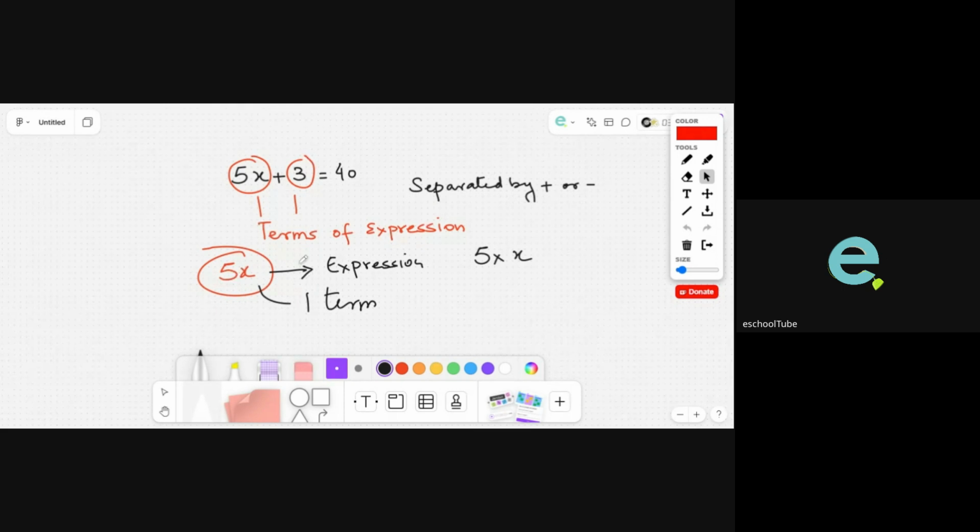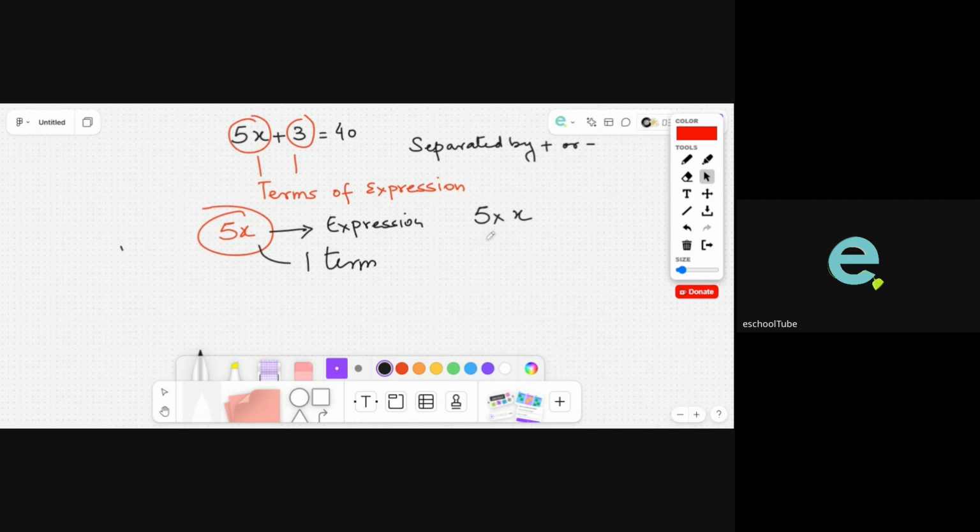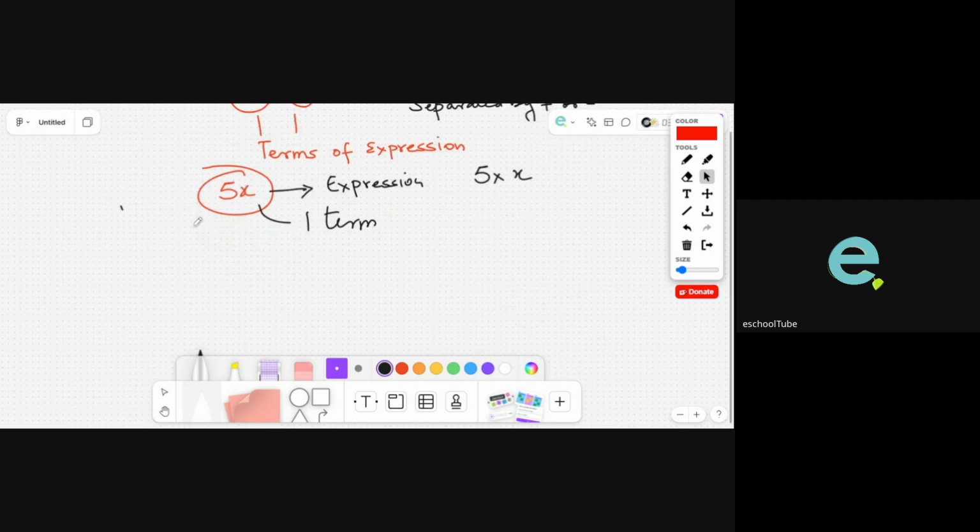5 and x are not two terms because they are separated by multiplication. और हमने कहा terms of expression कौन से होते हैं? Which are separated by addition or subtraction. अब if I say okay, इसमें 5x में there are two factors. 5x के factors क्या हैं?